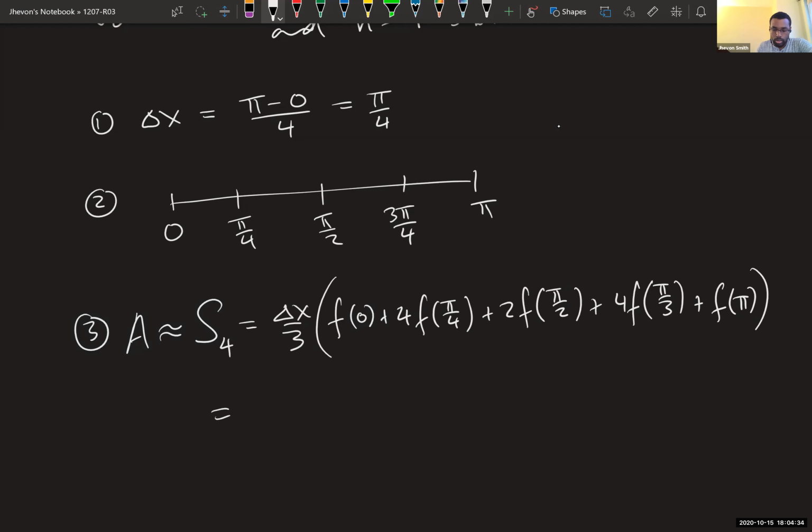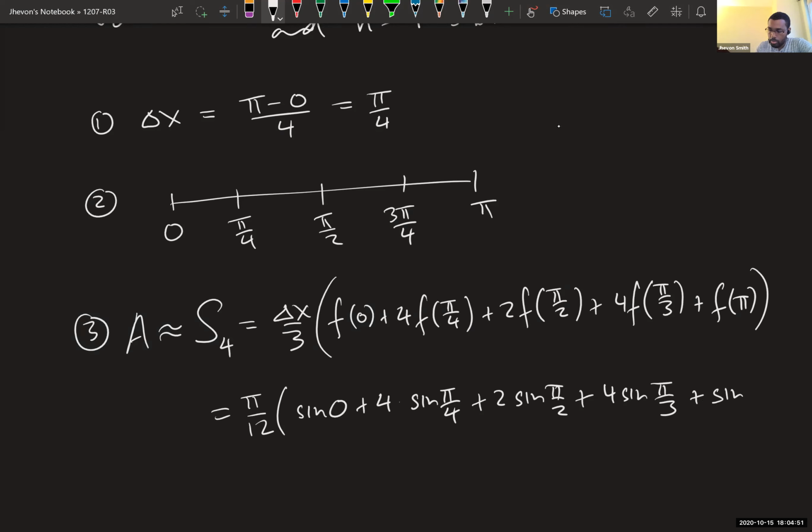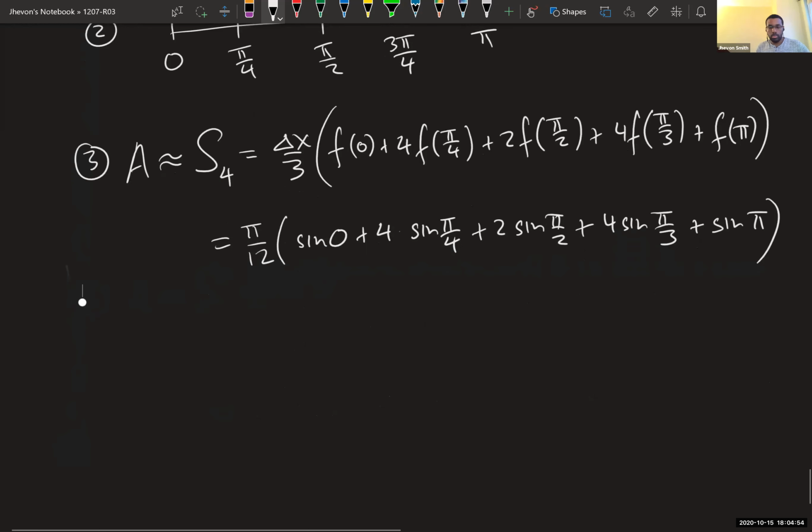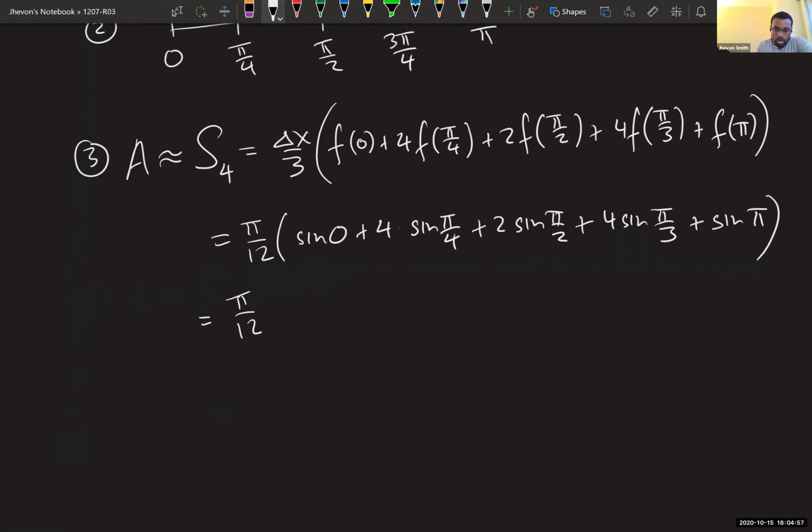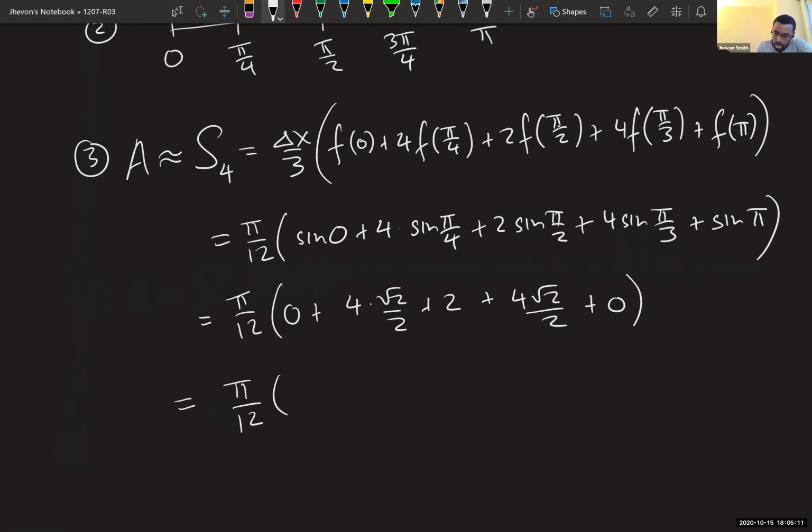And now I just plug everyone in. So this gives me pi over 12. This is sine of 0 plus 4 sine pi over 4 plus 2 sine pi over 2 plus 4 sine pi over 3 plus sine of pi. And so that's 0 plus 4 times rad 2 over 2 plus 2 plus 4 times rad 2 over 2 plus 0. And so that would be pi over 12 times, that's 4, rad 2.